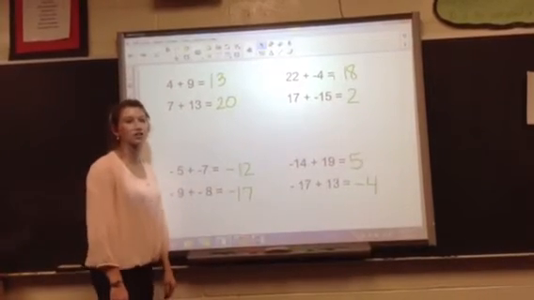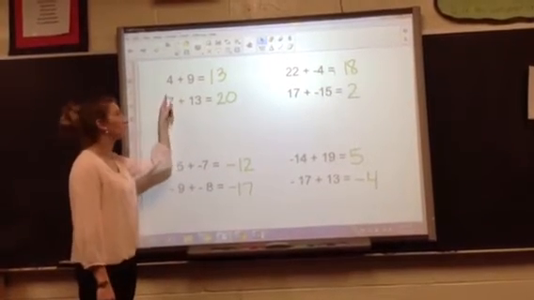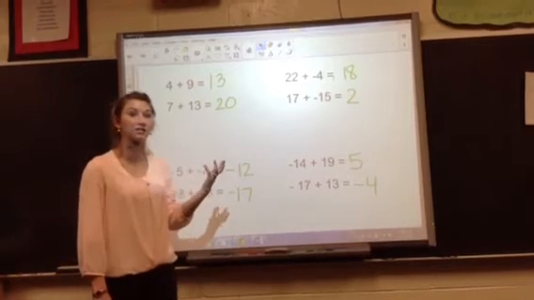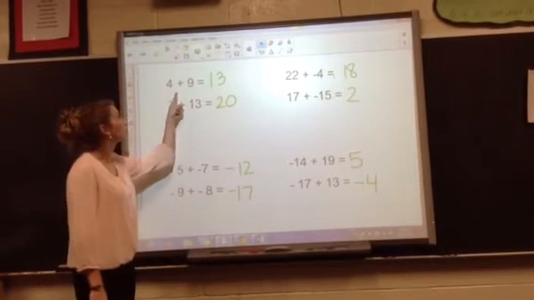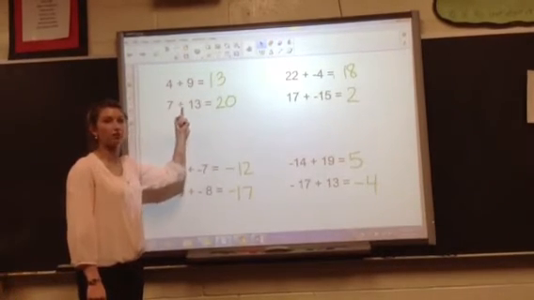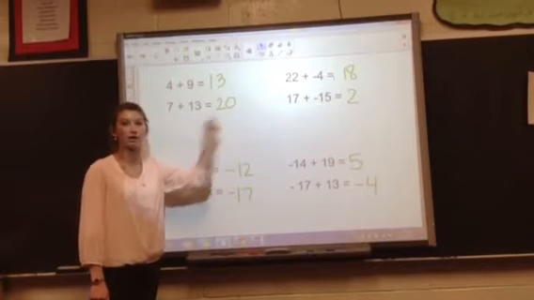Alright, now we're going to take a look at the examples that you just tried on your own. In the first two here, we have a positive plus a positive. Positive plus a positive, we have same signs, so we add them together. 4 plus 9, we get 13. In the next one again, we have a positive plus a positive. Keep the sign. 7 plus 13, we get 20.